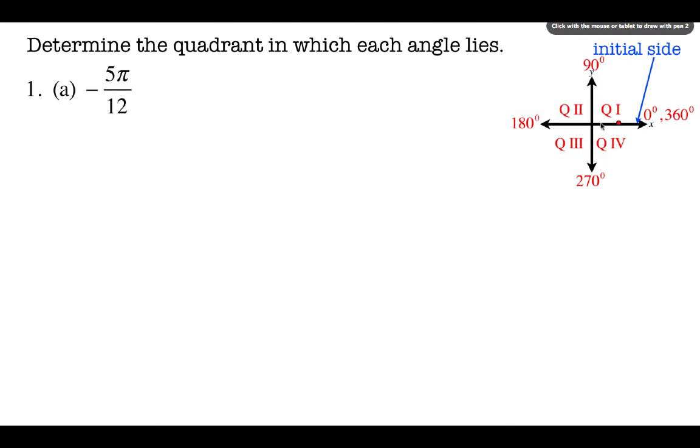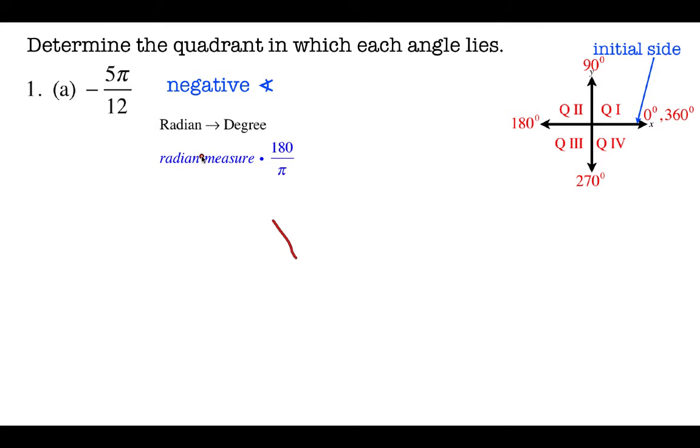This is always the initial side, the 0 degrees. This is what we call a negative angle because of the negative sign. So what I'm going to do is show you this formula. This is how you compute radians to degrees. This is a radian measure, and we're going to change it to degree measure.